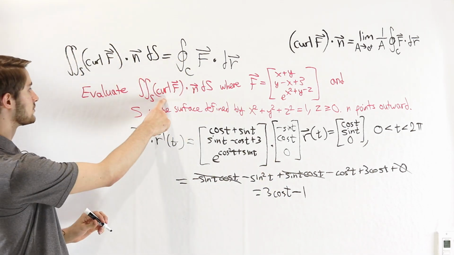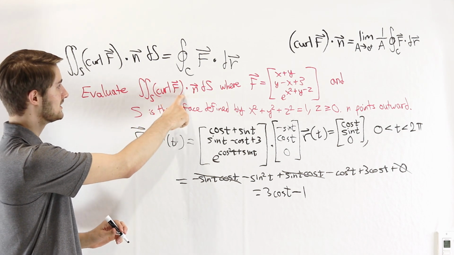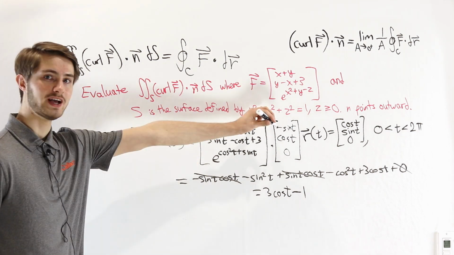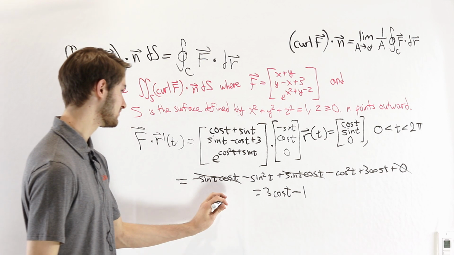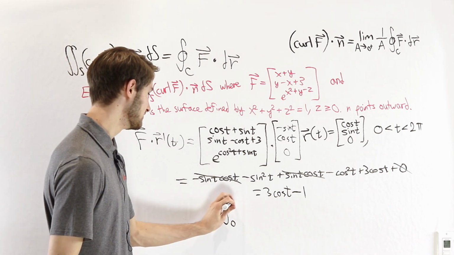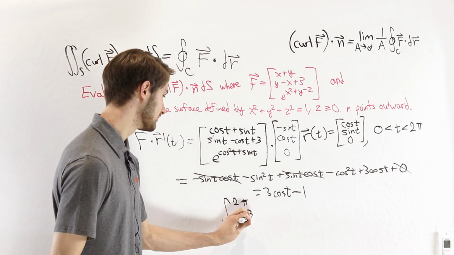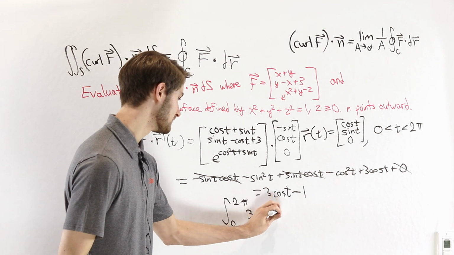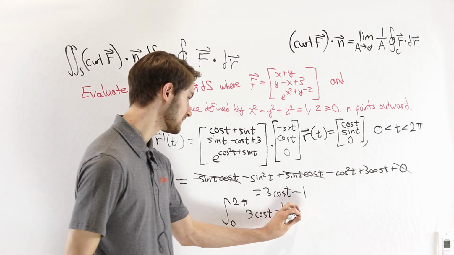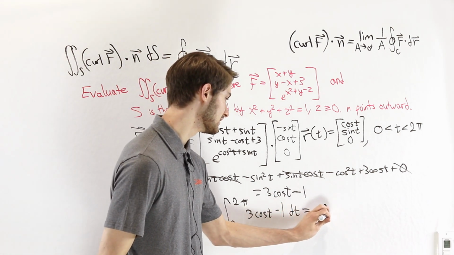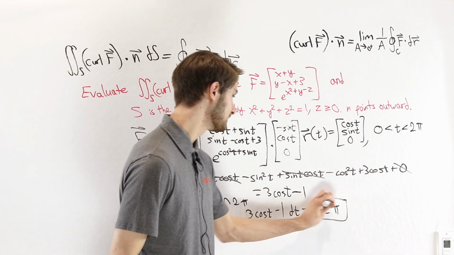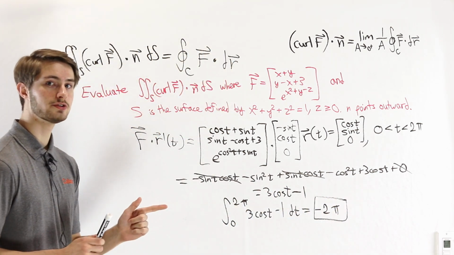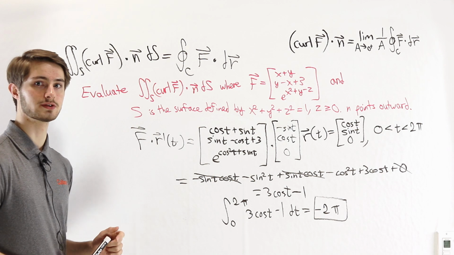That means that our surface integral of curl f dot n dS over a hemisphere just simplifies to the integral from 0 to 2π of (3 cosine t - 1) dt. And the result for this is negative 2π. And that's how we use the curl theorem to do surface integrals.